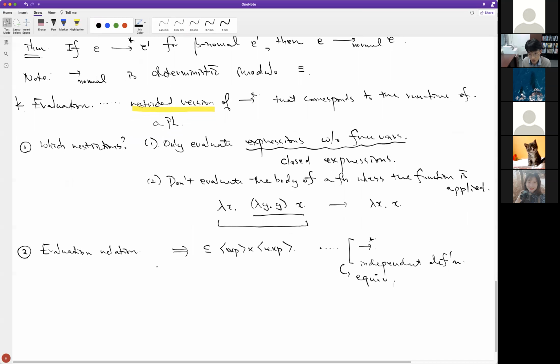And then this evaluation relation really captures this number 1 and 2. So what does this mean? For number 1, it means that it will only be applied to closed expressions. And number 2 means that it's going to be less aggressive than the contraction relation. It will not try to contract anything that's under the lambda, unless we are applying this lambda abstraction to some argument. Okay, so it will capture number 1 and 2 from above.